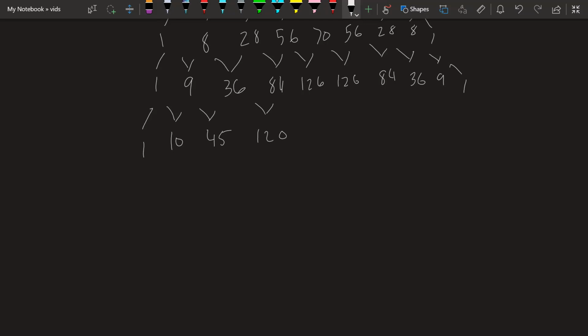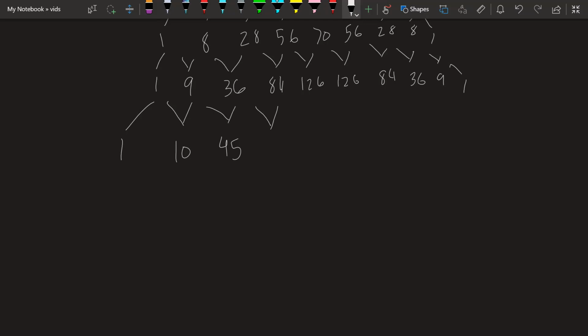120. Yes, and 126 plus 84. You can obviously use the binomial theorem to expand, but that takes way too long, as I said. It takes longer than this, I promise. So we're just going to do it using Pascal's method. So 120, and I'm just going to rewrite all of this in a better fashion, right? So 1 goes here, 10 goes here, 45 goes here.